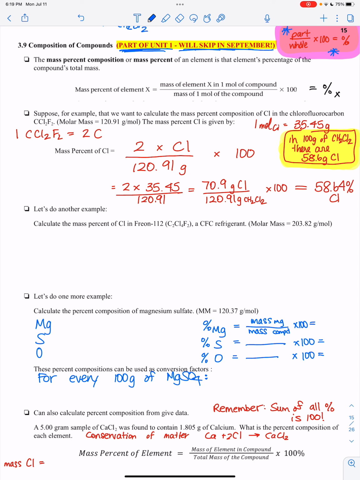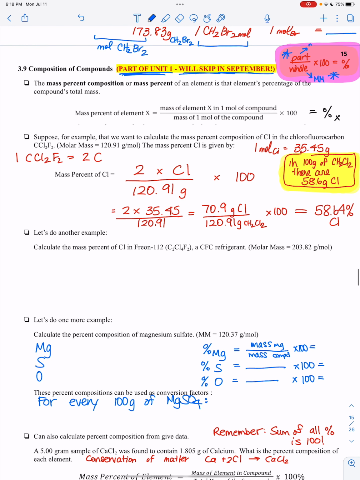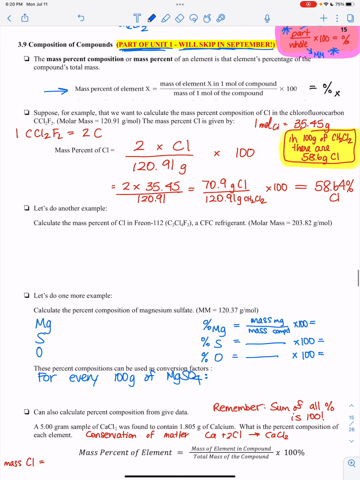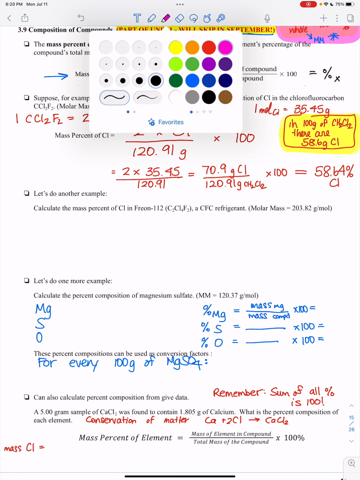It's going to be similar for compounds, except the whole is the molar mass. So for compounds, our whole is the molar mass, and the part is going to be the mass of the element. Mass percent composition, or mass percent of an element, is that element's percentage of the compound's total mass. So mass percent of element X in the compound is the mass of element X in 1 mole of the compound, divided by the mass of 1 mole of that compound, times 100, and that's going to be my percentage. I did an example here.